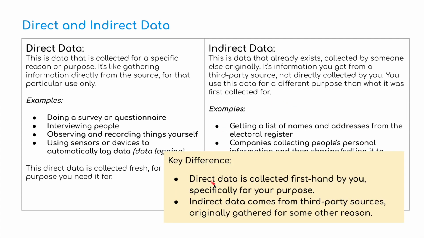So the key differences: direct data is collected first-hand by you, specifically for your purpose. Indirect data comes from third-party sources, originally gathered for some other reason.